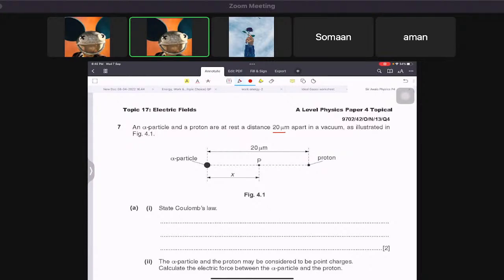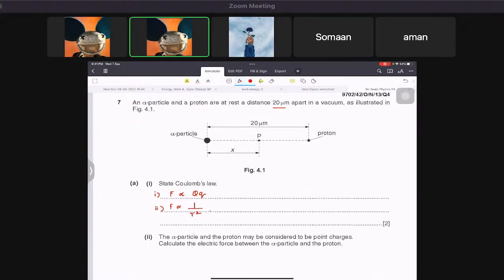It says state Coulomb's law. So Coulomb's law is basically that force is directly proportional to the product of the charges, and force is inversely proportional to the square of the distance between them. That's what you need to write, but in words, not like me, okay? Alright, now let's go forward.